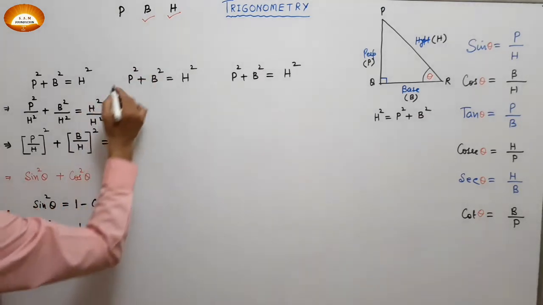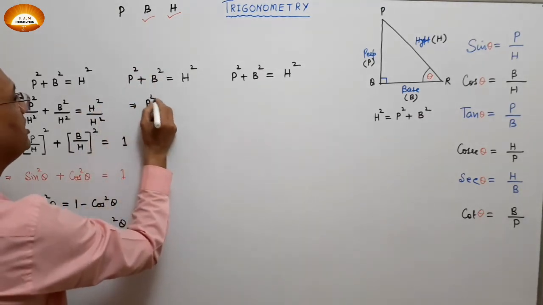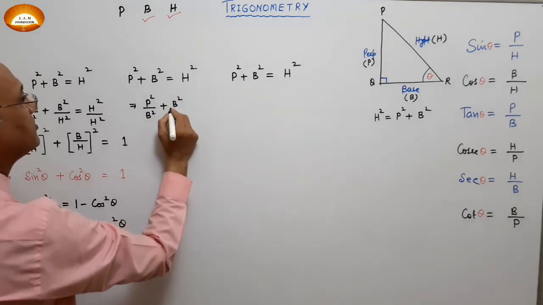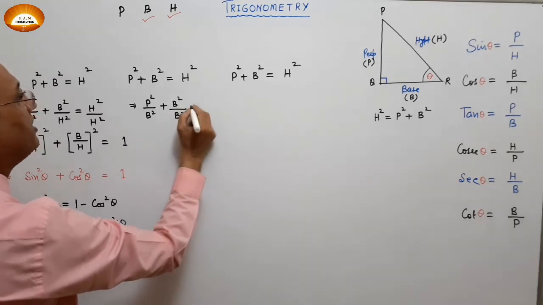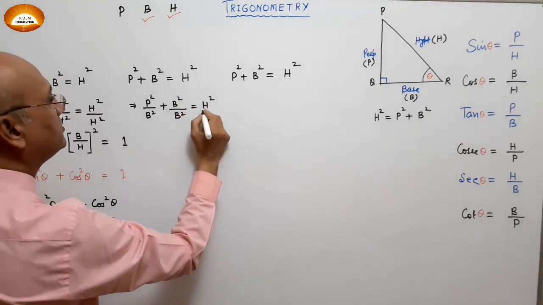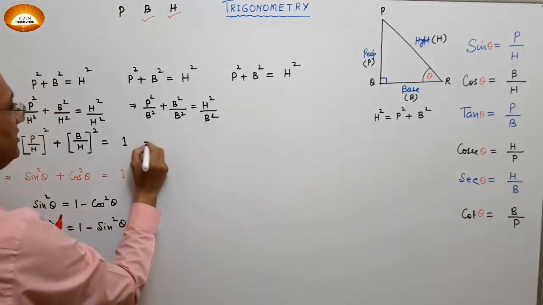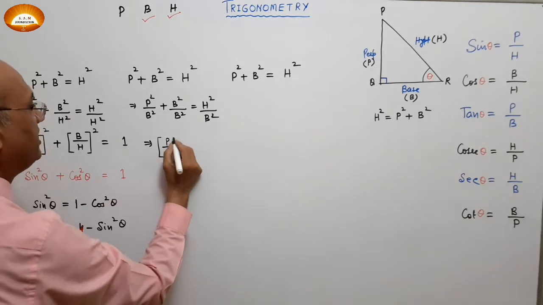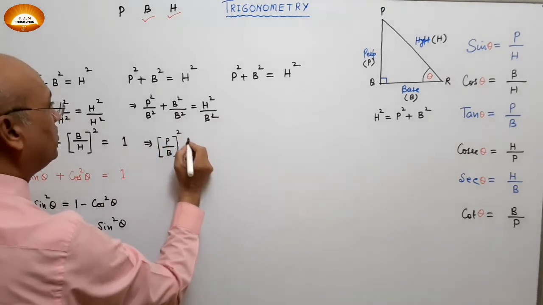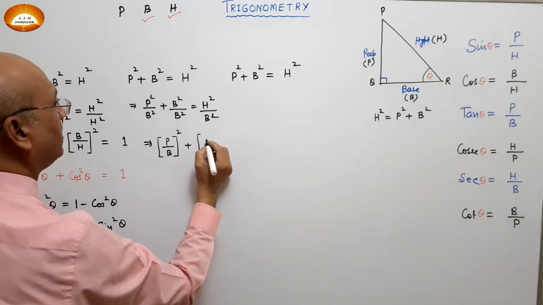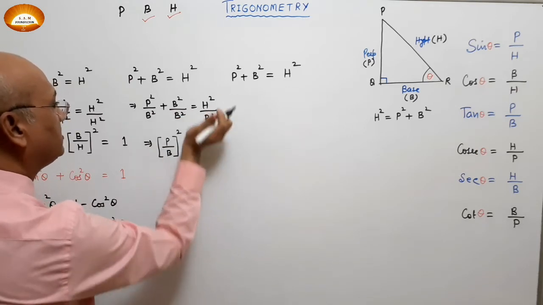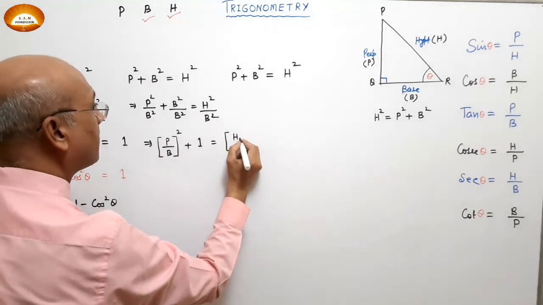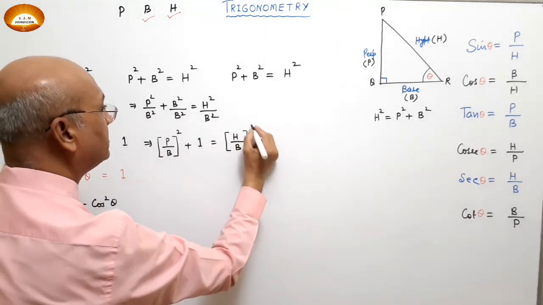See, here you can write perpendicular square upon base square plus base square upon base square equals hypotenuse square upon base square. Same method: perpendicular upon base, that is square. This is base square upon base square, that is 1, and hypotenuse upon base, that is square.